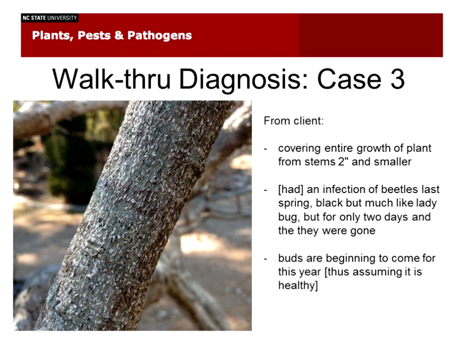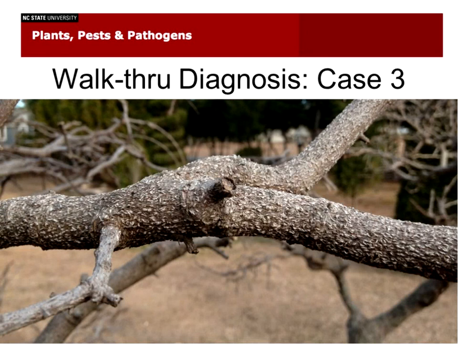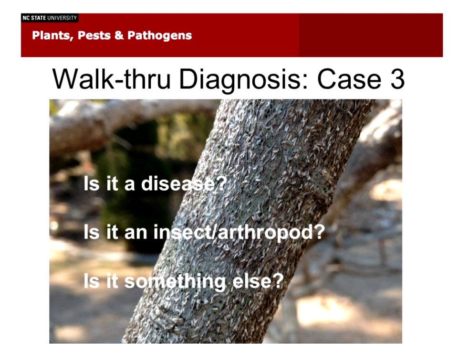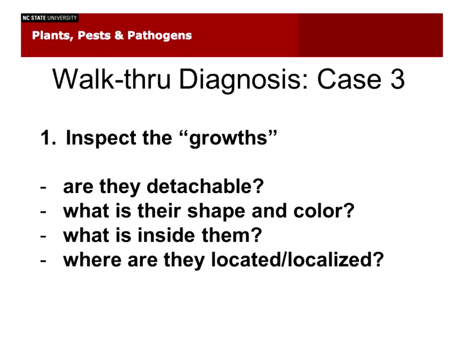So basically we're going to have to look a lot closer. We look at this tree and it has a very odd texture for a wisteria. If we look a little closer, we see all these little bumps all over it. So what do we do? Is it a disease? Is it an insect or arthropod? Or is it something else? Because we've got to consider other situations, like cold injury, abiotic symptoms that are not caused by an organism but by environmental conditions. First we'll inspect the growths. Are they detachable? What is their shape and color? What's inside them? You might want to cut them in half and see what's inside. And where are they located or localized?